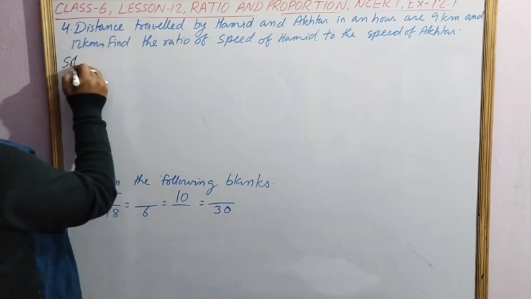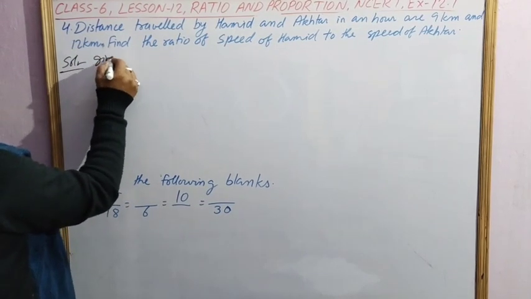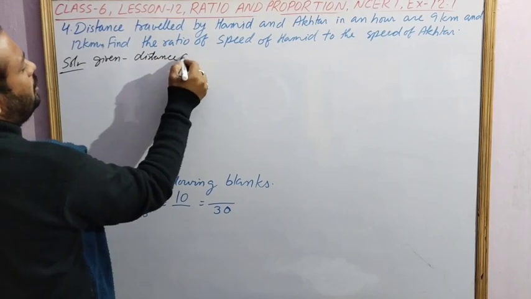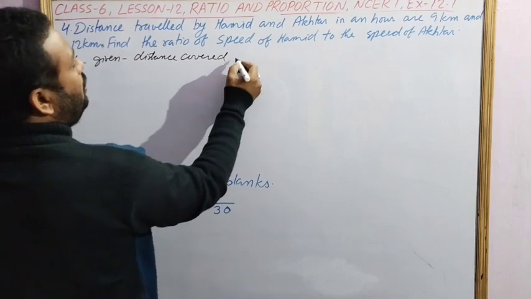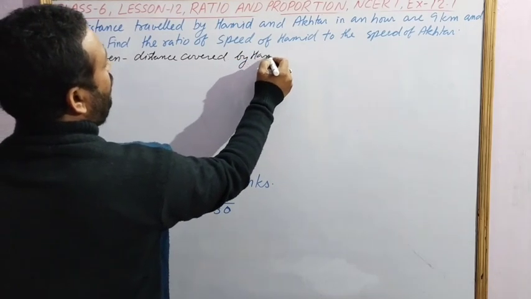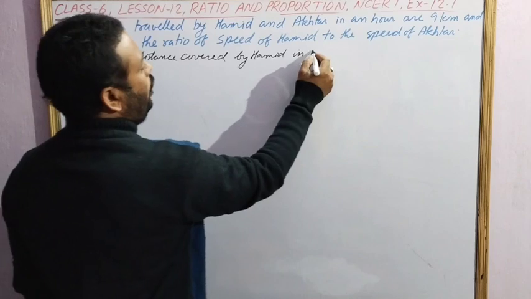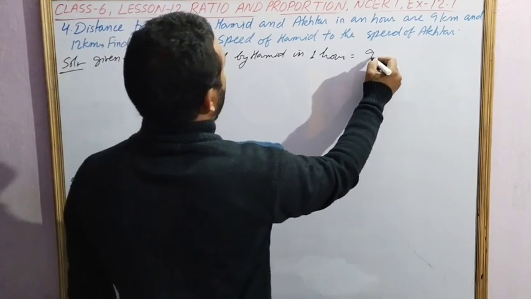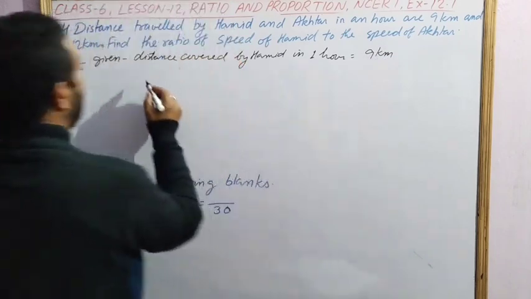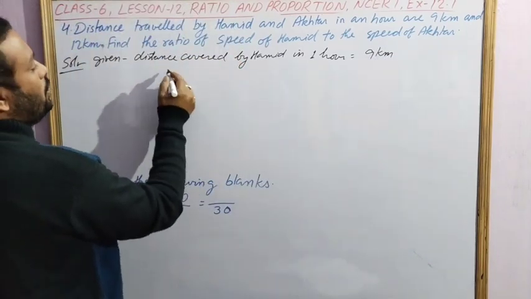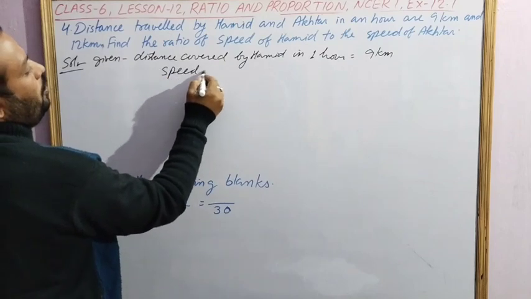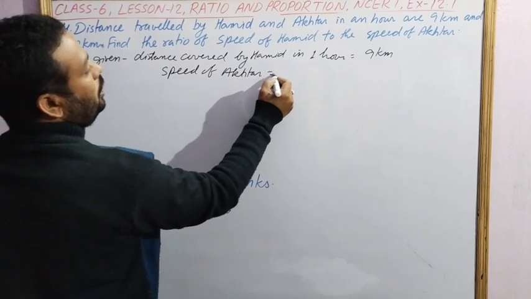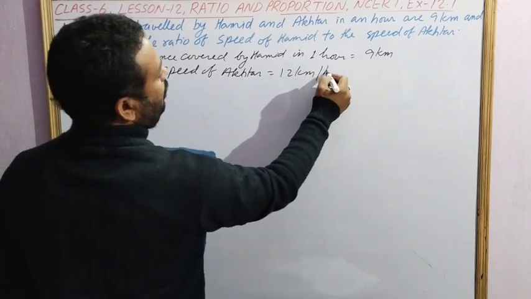How will we solve this one? What is given, we will write that. Given: distance covered by Hamid in 1 hour is equal to 9 km, or we can write this as the speed of Hamid. Next we will write the speed of Akhtar is equal to 12 km per hour.